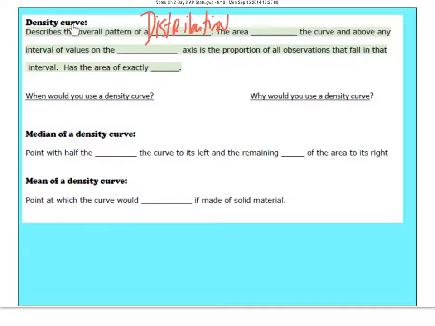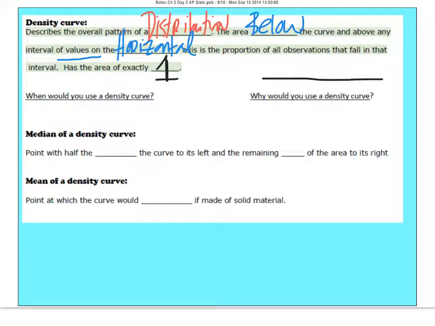So if you hear density curve, it just describes the overall pattern of a distribution, and it typically is the area below the curve and above the intervals of values that are going to be on the horizontal axis, and it's going to be the proportion of all the observations that fall in that interval. And the area of this is exactly 1. A really good example of a density curve looks something like this. They're basically saying that we're looking at all the data below this curve, but in between the axis, the entire area of that is 100% of the graph, or 1.